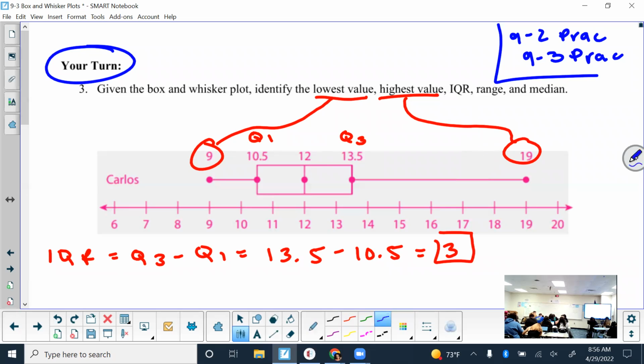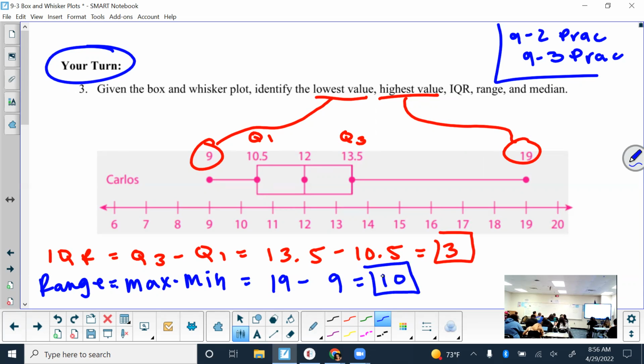All right, let's talk about the range. What's the formula for that? Good. What is my maximum? 19. What's my minimum? So my range is 10. Data has a range of 10. It goes from 9 to 19. Lastly, the median. What is my median? 12. So my median is my Q2. I don't know where else to write this. I'll write it over here. Median equals 12.